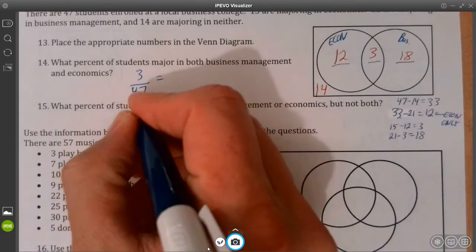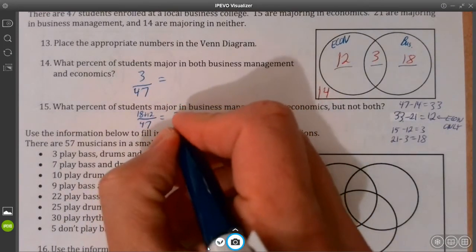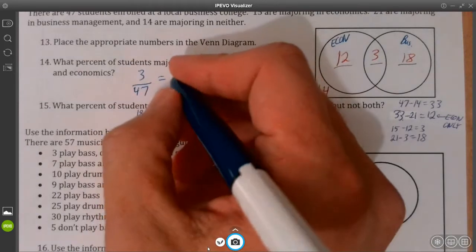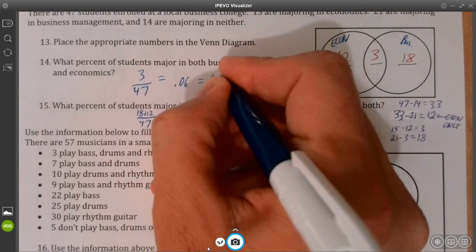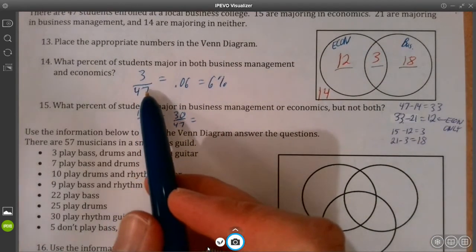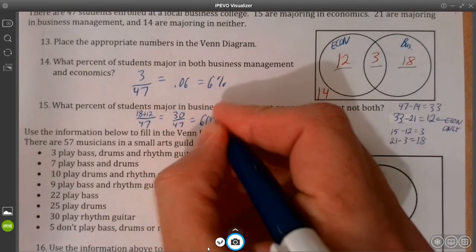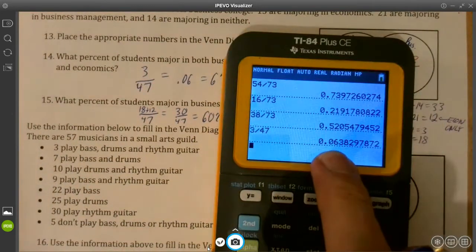So this is going to be 18 plus 12 up here. So before we go any further, we'll just go ahead and call it what it is. That's 30 out of 47. So we'll have 3 out of 47. We'll have 30 out of 47. And so this is 0.06, which is 6%. And just in case you really wanted a quick trick, 3 out of 47 and 30 out of 47, well, this is going to be 10 times bigger. So this is 60%. Just throwing that out there. Okay. And then you can see the work right there.